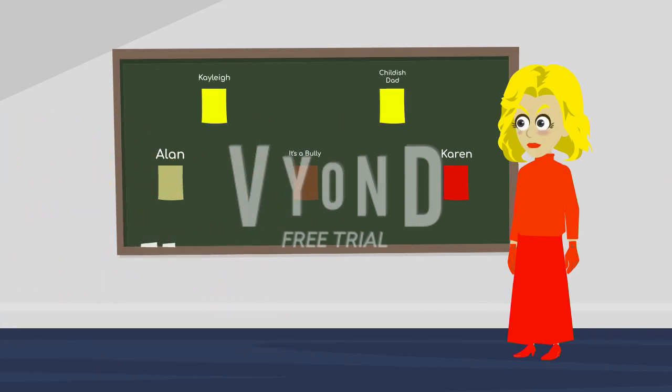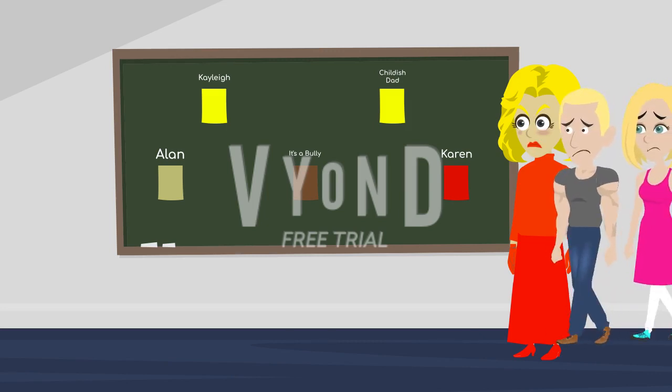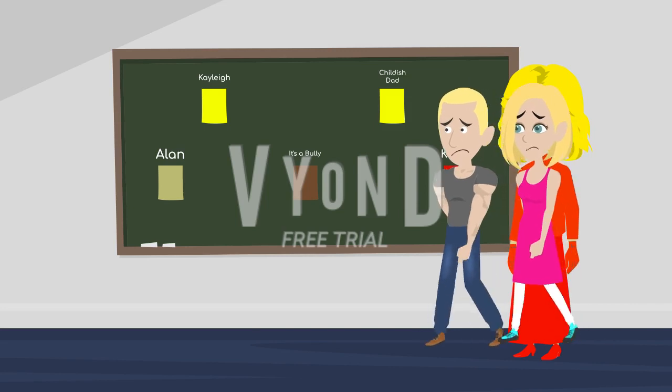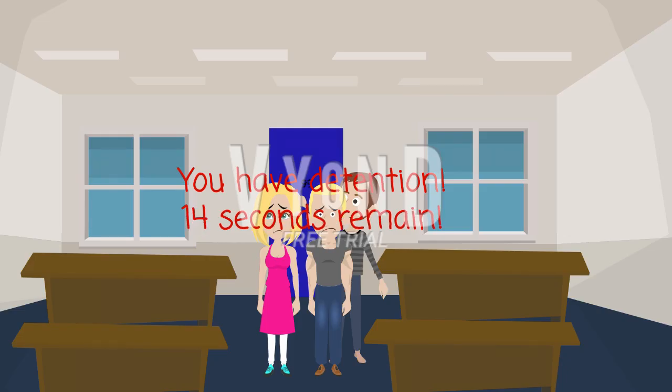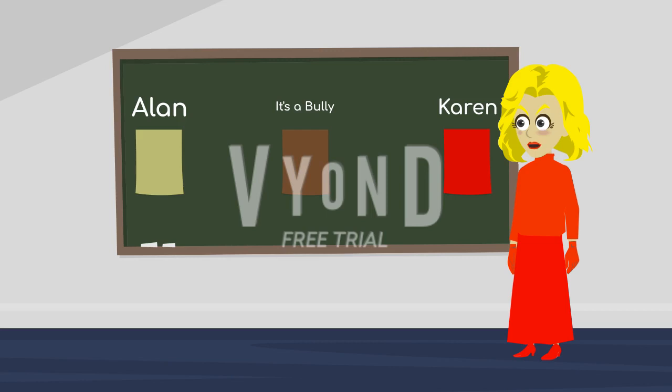Alrighty, Kaylee and Childish Dad, you two are up next. Both of you have yellow cards, so both of you will have 15 seconds of detention. Detention for you. When will you learn? Next up is Karen. You got a red card, meaning you will be getting 30 seconds of detention.